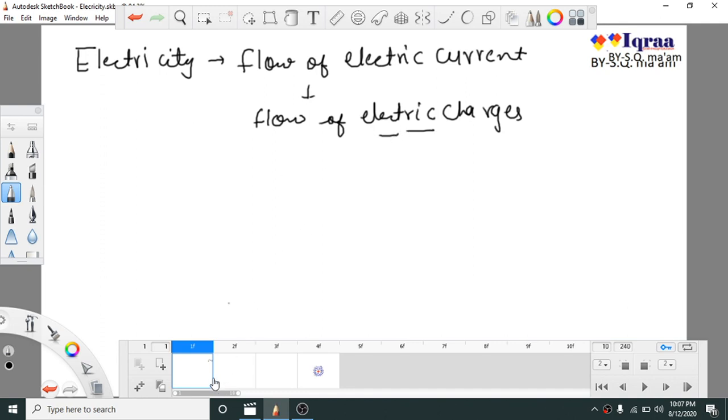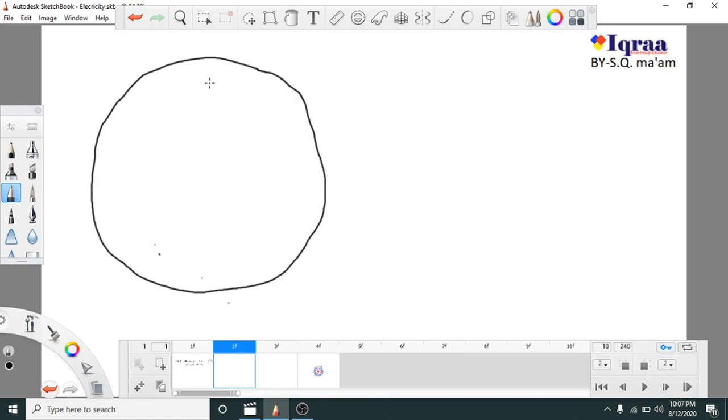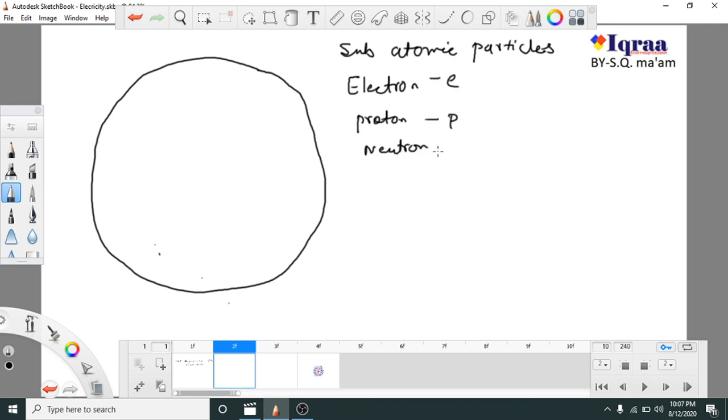Okay, so first of all, consider this atom. This atom has three subatomic particles. You know about that? Electron, proton, and neutron. Electron has a negative charge, proton has a positive charge, and neutron has no charge. It is neutral.